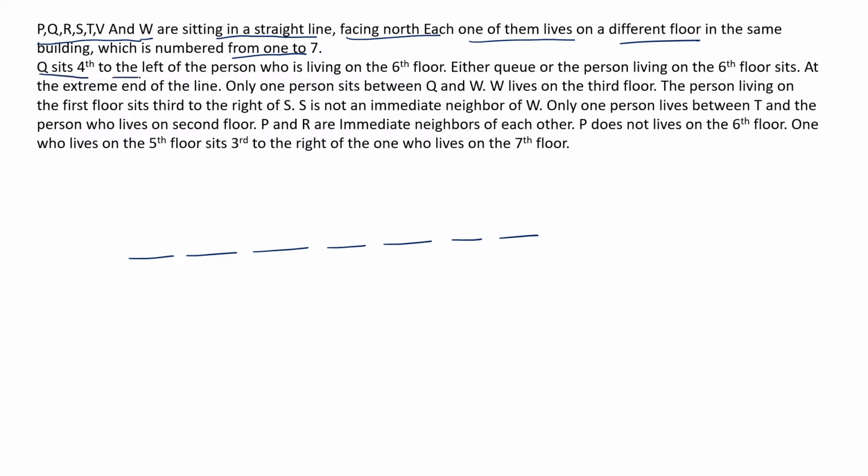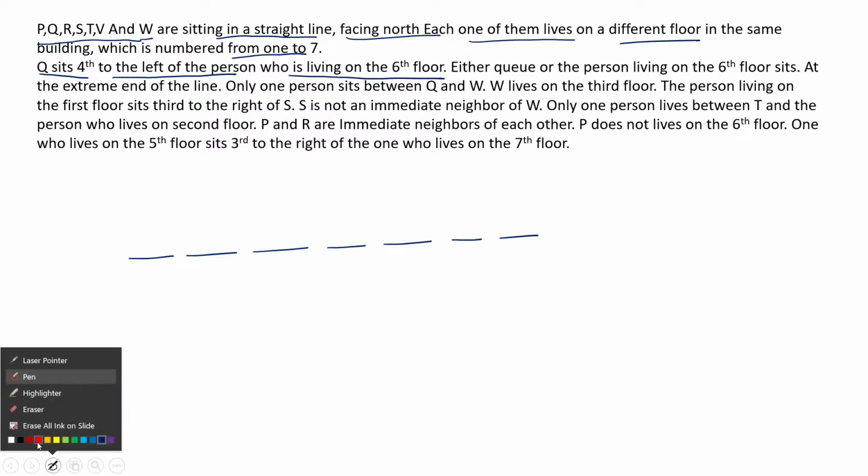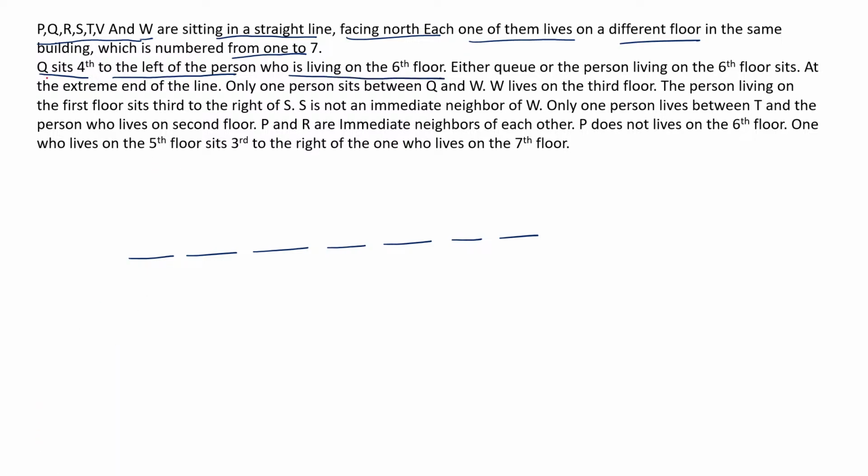Q sits 4 to the left of the one who lives on the 6th floor. So as I don't know where to place them, I am going to form some clues. From the 6th floor person, if you go to the left side, on the 4th position you are going to get Q. But you are going to get so many possibilities if I try to place that one. So I am going to wait for the remaining clues.